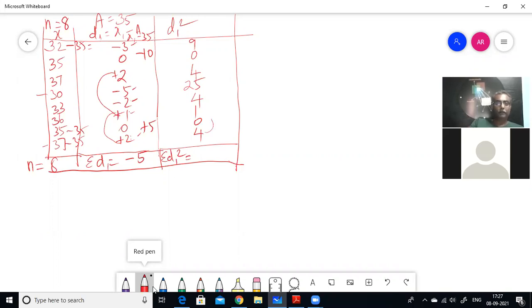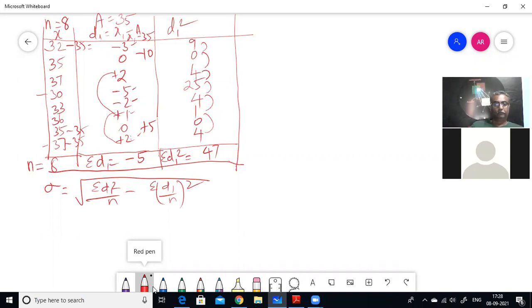4 plus 1 is 5. Plus 4 is 9. 9 plus 25 is 34. Plus 4 is 38. 38 plus 0 is 38. 38 plus 9 is 47. So sigma d of i squared is equal to 47. Now what is the sigma formula? Very simple. This is the formula.